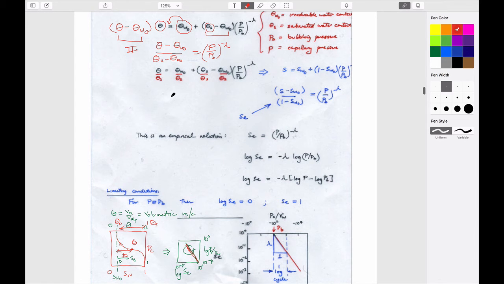And I guess the point I was trying to make is that the ratio of this term to this term is just the ratio of this length to this length. So it's kind of a saturation, right? A relative saturation. When it equals 0, it means that you're at the irreducible saturation. When it equals 1, it means you're fully saturated with water. That's all. And so this is the Brooks-Corey relationship, which is just this.